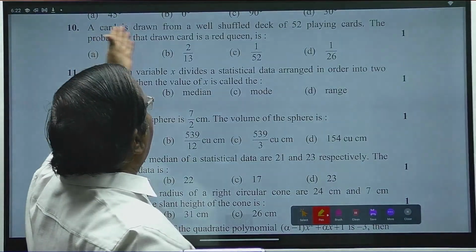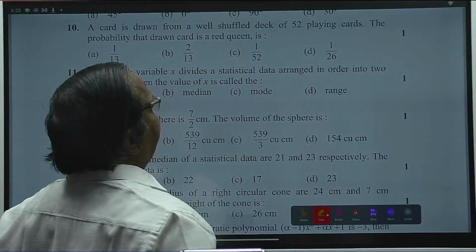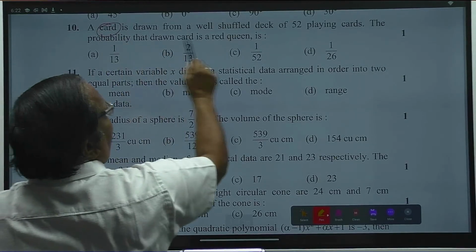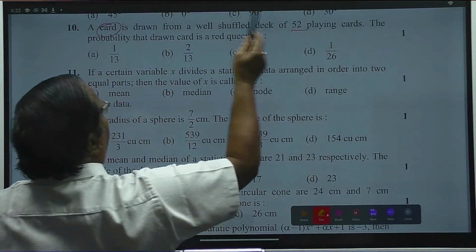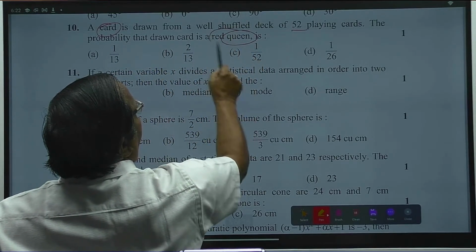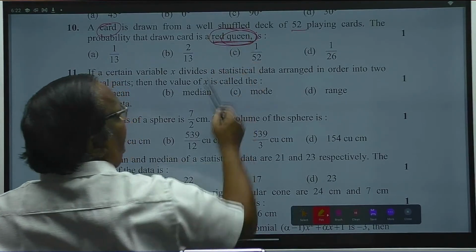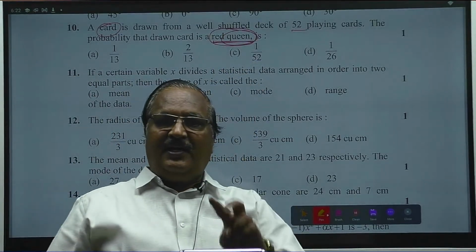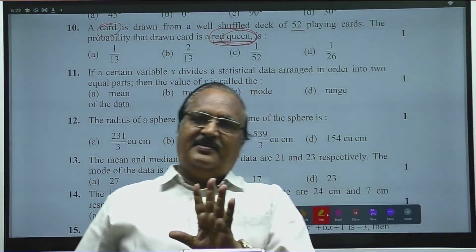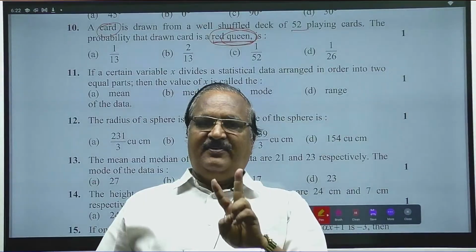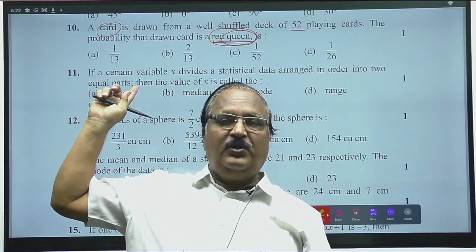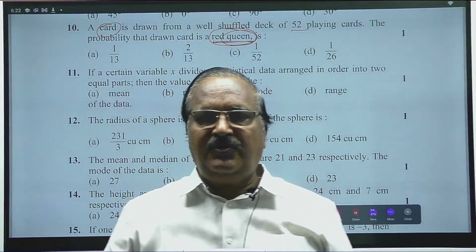So a card is drawn from a well shuffled 52 cards. So 52 is the total possibility. Probability of the card being a queen, red queen, sorry. You have to be very careful, red queens. There are only 2 red queens, 2 red color cards are there. So possible outcomes for red queens is 2. So question 10, option D.